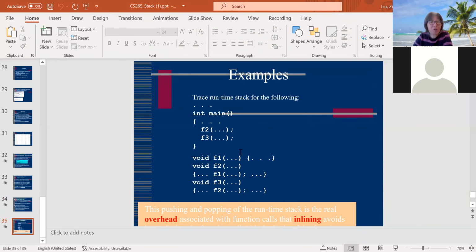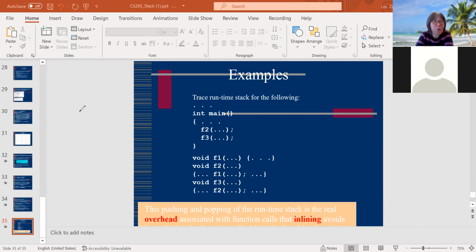And over here it shows, if you have main calling F2, then F2 calling F1, F3 calling F2, then in this case, how are you going to keep track? If we have the runtime stack, then we can keep track.